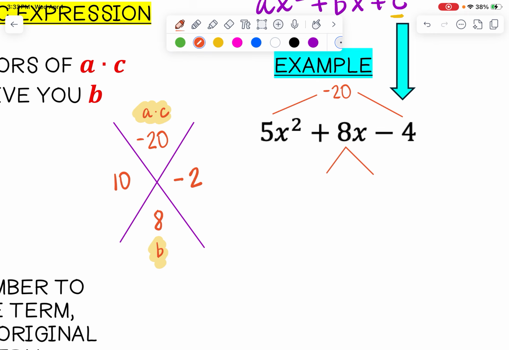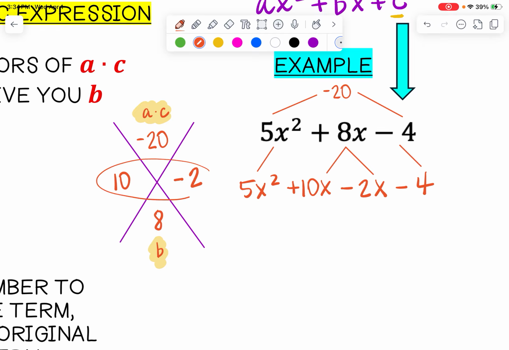Before we combined those like terms to get the 8x, it was a +10x and a -2x that got us there. And then I'm just going to bring down the outside terms. So this is step number 1. Do the number puzzle so you can figure out what these numbers are, so you can break up that middle x term into what its 2 terms were originally, after we double distributed and before we combined those like terms.